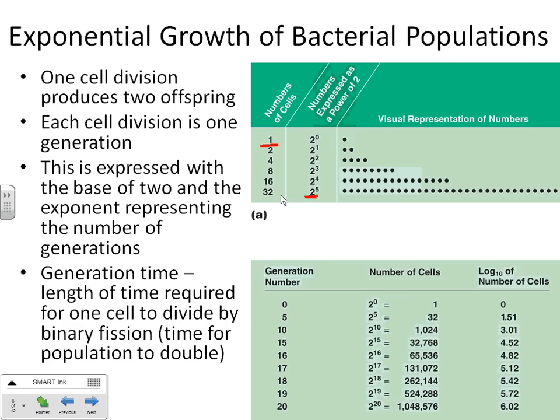But in all honesty, you don't really need to be able to do that kind of math. I'm going to let you leave it like this. You're not going to have to multiply it out, but you need to understand what this means. So where does the 2 come from? Why is the base power always 2? Because 1 cell always divides to make 2 cells. What does the exponent mean? Generation number. Okay? And we always start with generation 0 being 1 cell. Does that make sense?